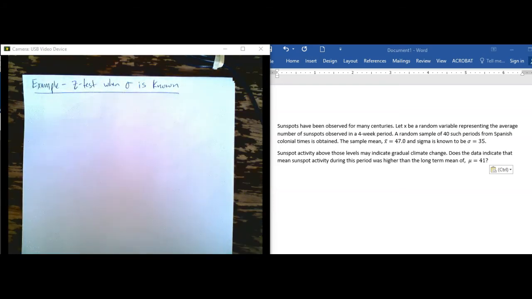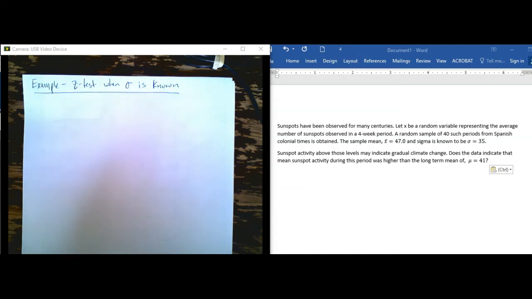Sunspots have been observed for many centuries. Let X be a random variable representing the average number of sunspots observed in a 4-week period. A random sample of 40 such periods from Spanish colonial times is obtained. The sample mean, X bar equals 47.0, and sigma is known to be sigma equals 35. Sunspot activity above those levels may indicate gradual climate change. Does the data indicate that the mean sunspot activity during this period was higher than the long-term mean of mu equals 41? Okay? So we can see here that the X bar is larger than mu, but is that significantly larger based on our data?